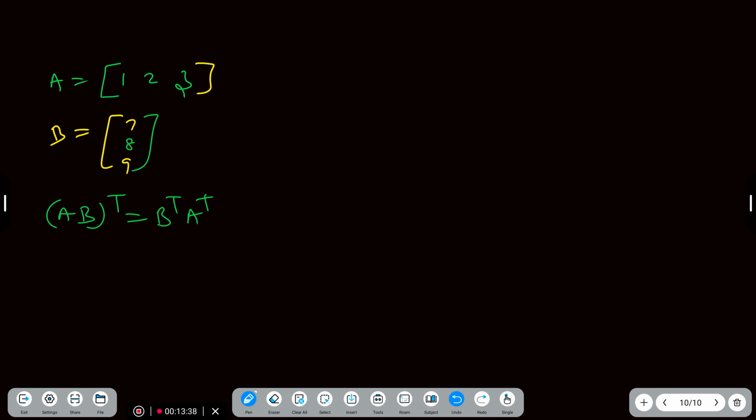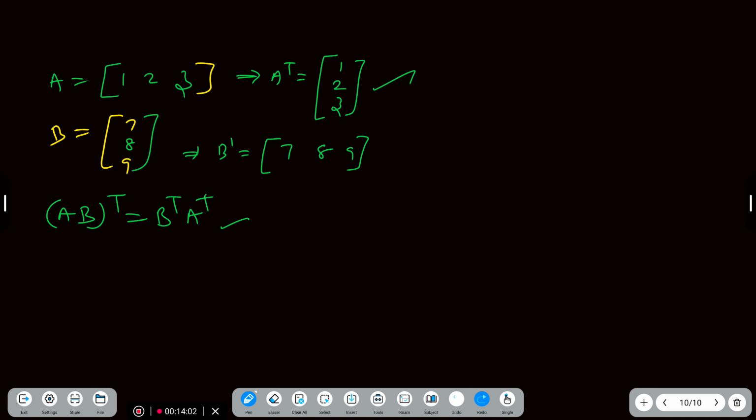So first you want to find A transpose. What is A transpose? The row we write as a column. Like that you find B transpose also. Then the column will become a row, so 7, 8, 9. These two points are very important. In this question, if you find this, you will get half the marks. So 1 mark you will get very easily. Just by doing the transpose you will get half the marks. Very easy topic, easily you can score.